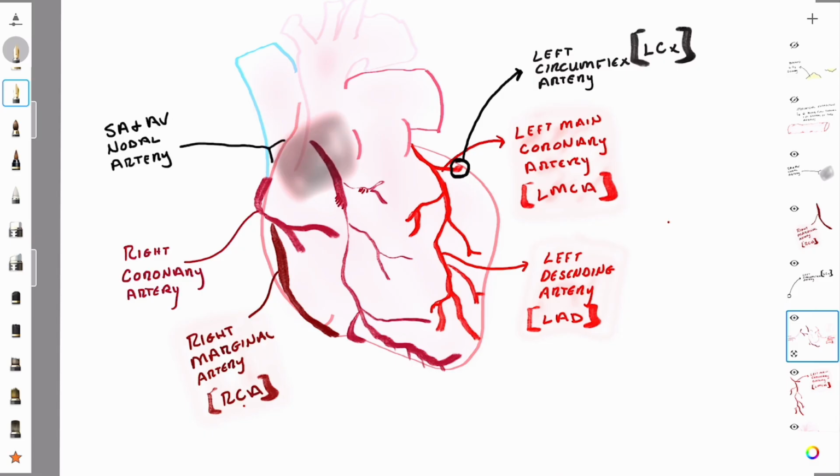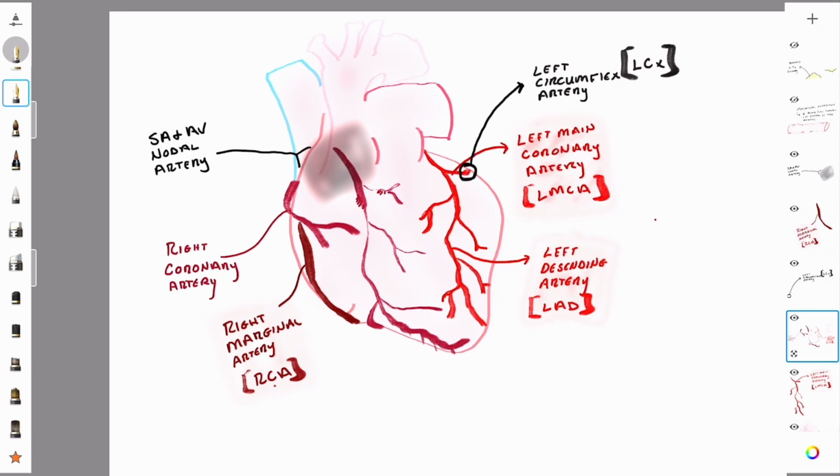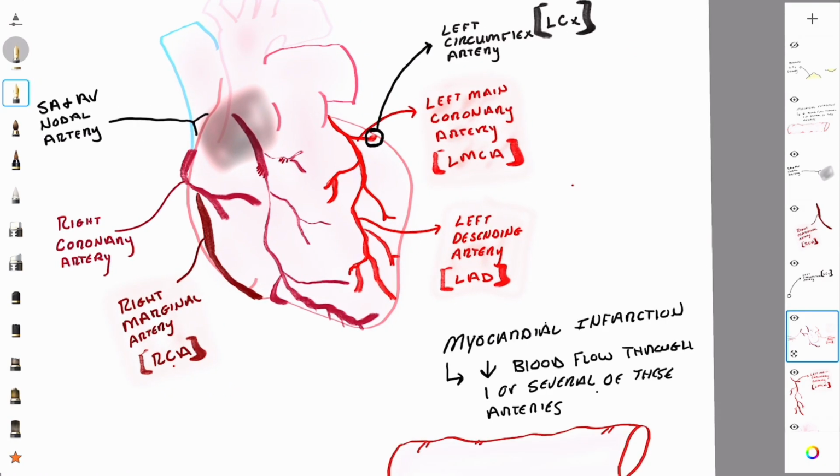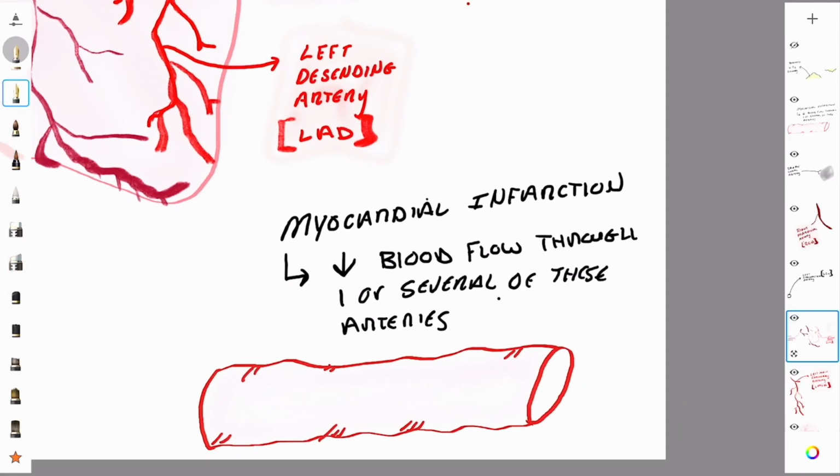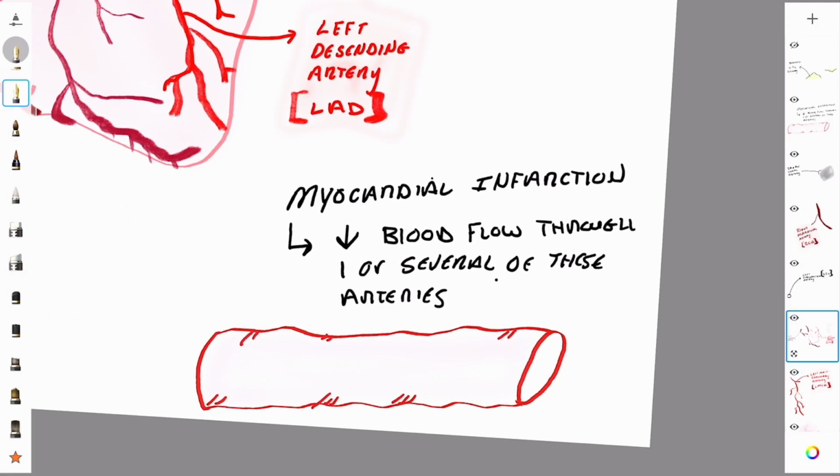If we look over here, we also have arteries that supply blood to the SA and the AV node, right? So blood is being delivered everywhere, and this is really important. Now, when we're talking about blockages and myocardial infarction, what we're really talking about is a decrease in blood flow, or a severe reduction of blood flow, through these arteries.